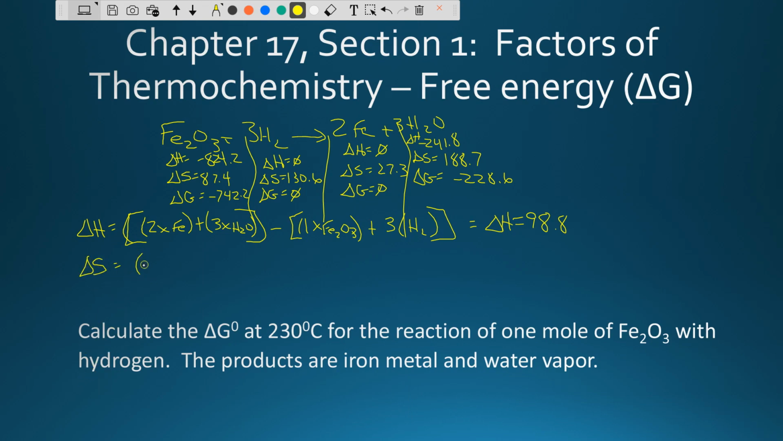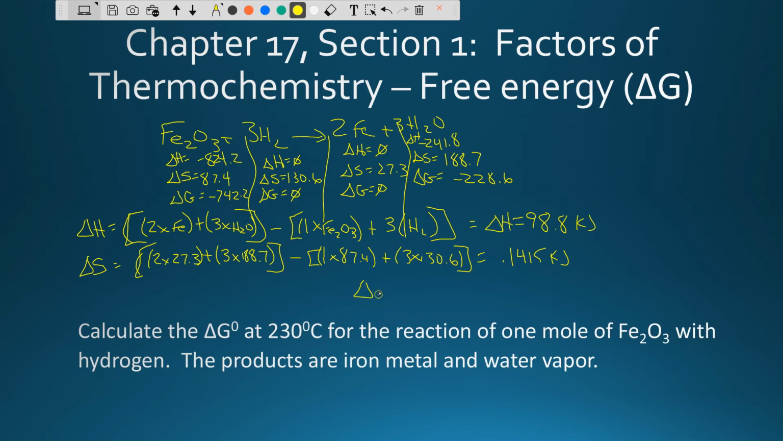Okay, let's do the same thing with my delta S. This is going to be now 2 times 27.3 plus 3 times 188.7. That's a bracket there. Minus my 1 times 87.4 plus my 3 times 130.6. My delta S ends up being 0.1415 kilojoules.